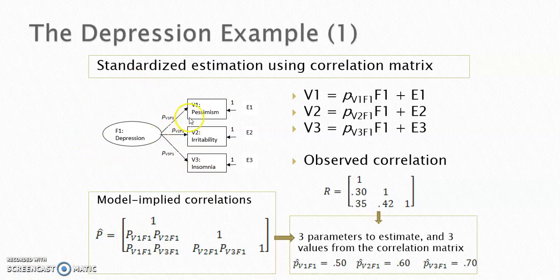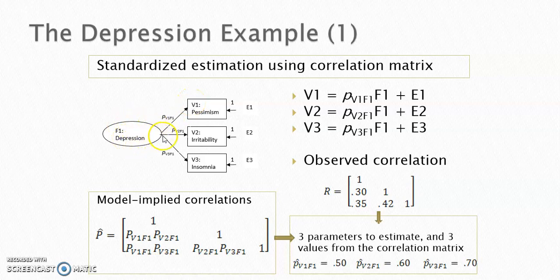In this CFA model, there are three unknown parameter values. They are the three factor loadings. And based on the model implied and observed matrices, we can have three equations. So this is a just identified model, and solving those three equations, we can get the parameter values. And the result here show that from depression to V1, the factor loading is 0.50.